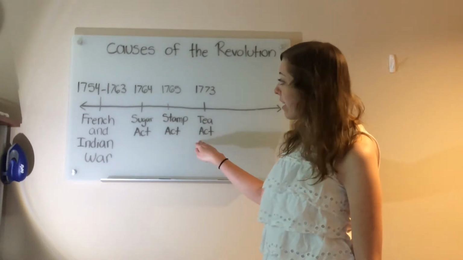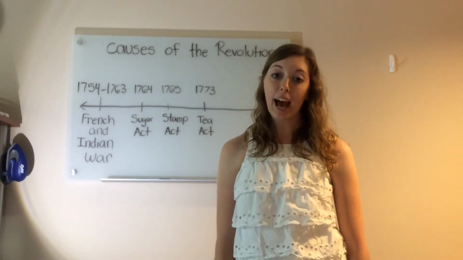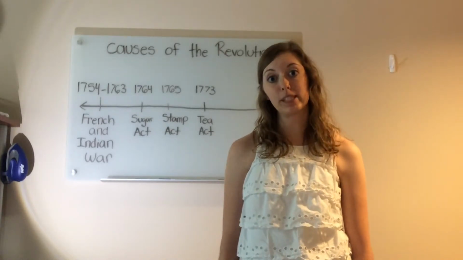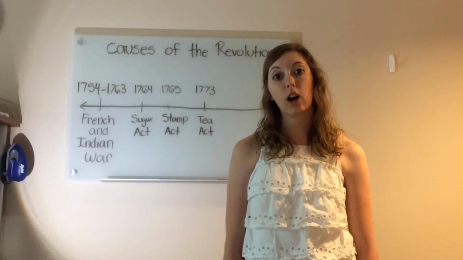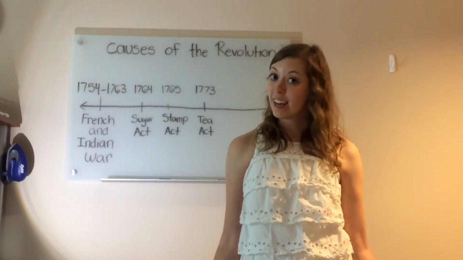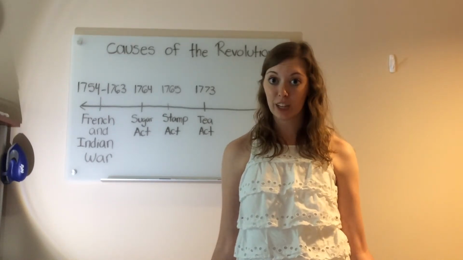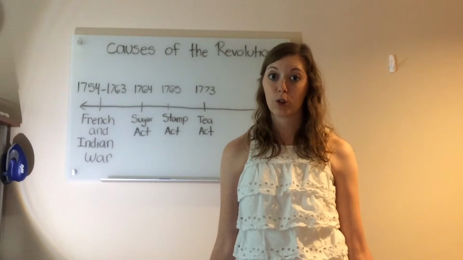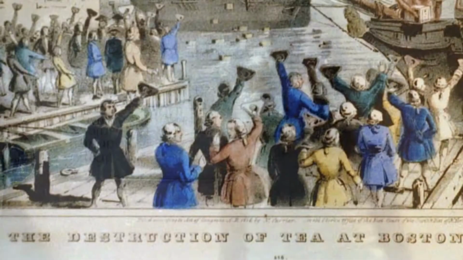In 1773, King George passed the Tea Act, and this act taxed tea specifically from the British East India Trading Company and required colonists to get their tea from this company. Colonists still didn't have any vote in Parliament, so they were increasingly frustrated at how little King George was listening to them, yet he continued to pass these taxes.